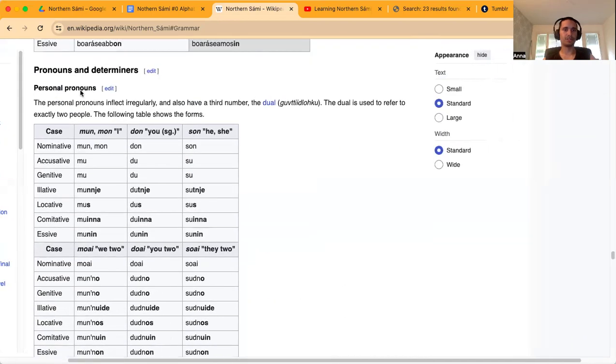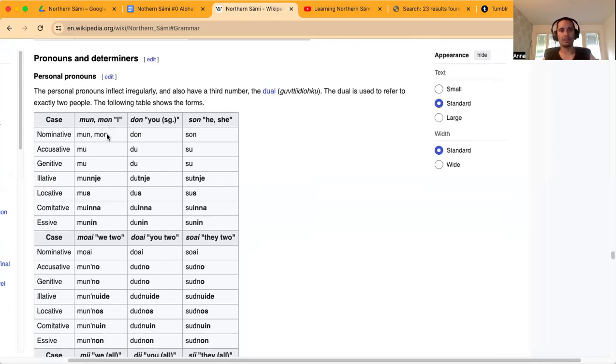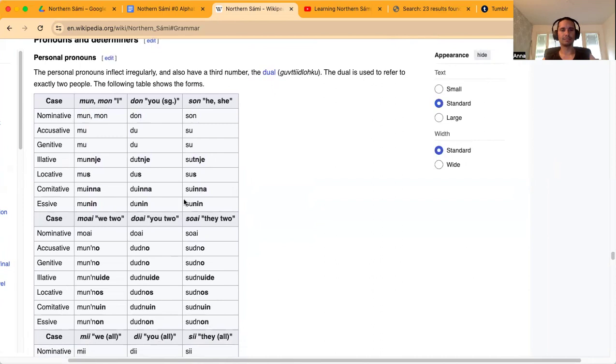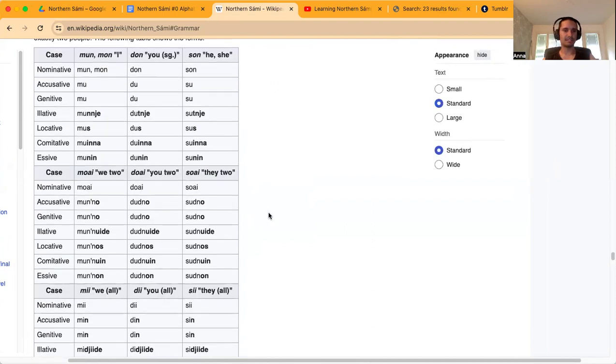Like here you can see the personal pronouns and how they are declinated in every single case. Yeah, it's a bit scary now because there are so many, all the nine different personal pronouns in 7 different cases.